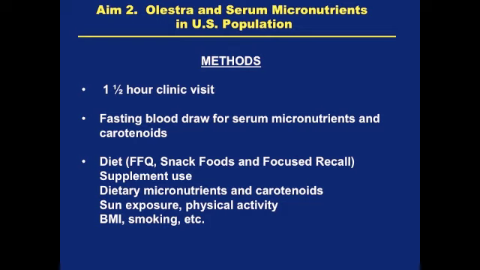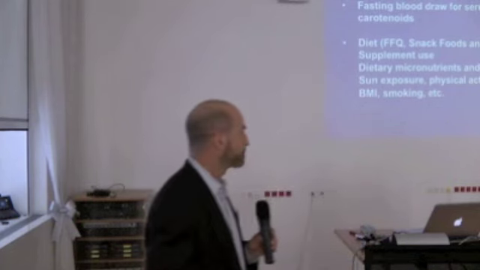So that was aim 1. We got some idea who used it, how much they used it, and the eating pattern. Now we looked at the serum micronutrients in the population. The clinic visit was 1.5 hours, and it was a fasting blood draw. So right there you can see there's an enormous participant burden. At that visit, we collected information on diet, supplement use, sun exposure, BMI, smoking, all sorts of factors that we knew or hypothesized were going to be related to serum micronutrient concentrations.